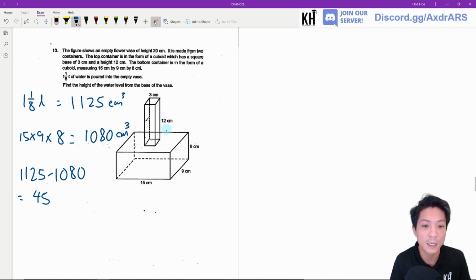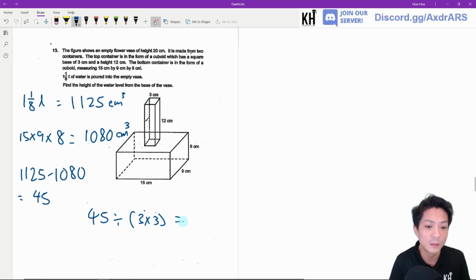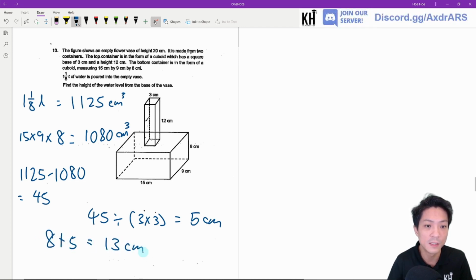Okay, so to find the height of the water in the cuboid above, we need to use the volume of water divided by the base area. The base area will be 3 times 3, which will give you 9. So 45 divided by 9 will give you 5 cm. So the height of the water level from the base would be 8 plus 5. Okay, that will be 13 cm.